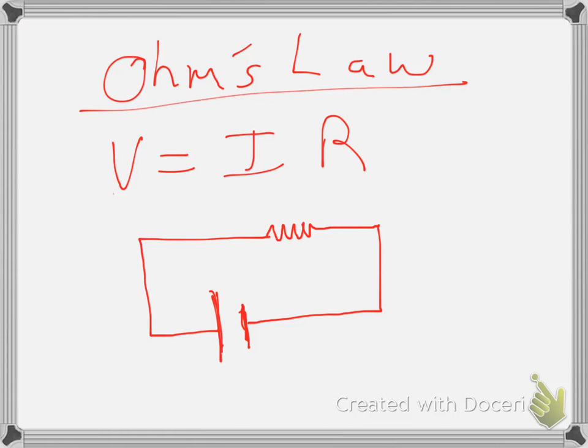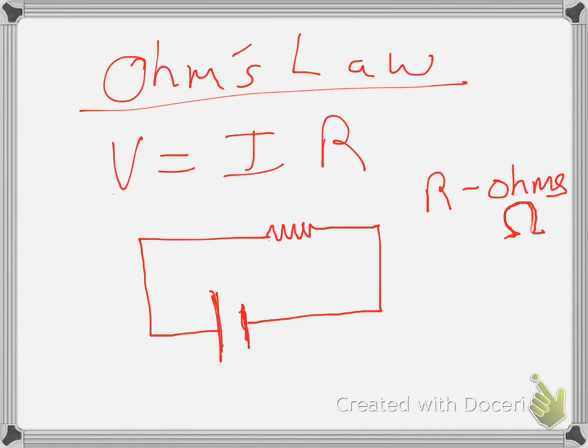So if you were to keep this R constant, and R is measured in ohms, and the symbol for that is the horseshoe, the omega. That's sort of a weird looking one. There we go, and we'll correct that a little bit.